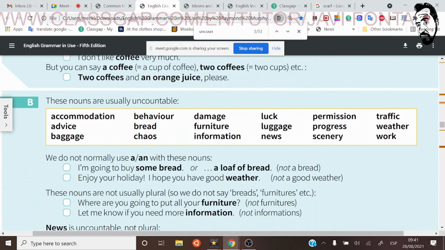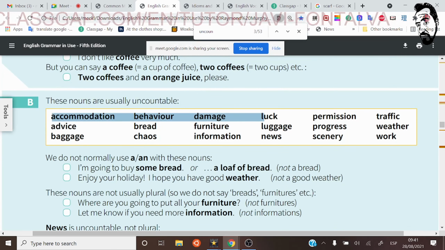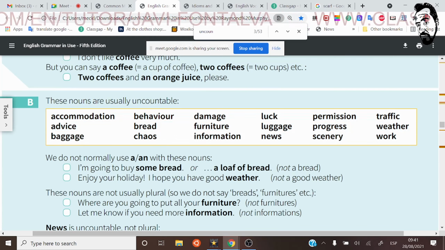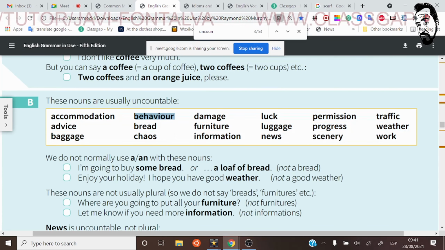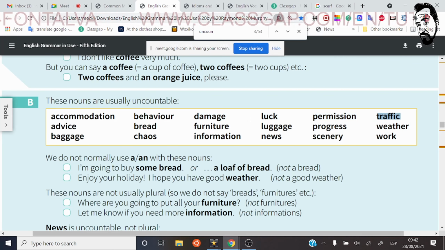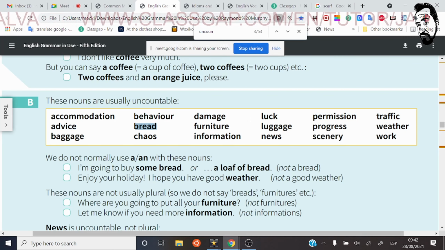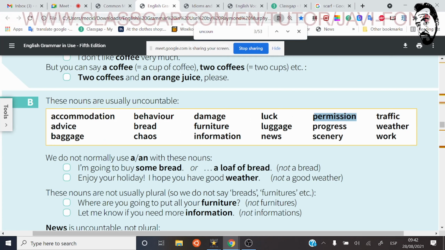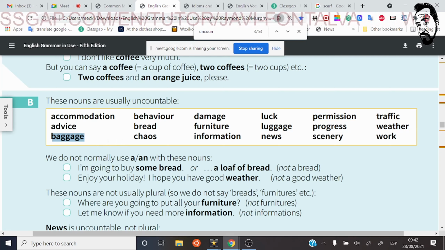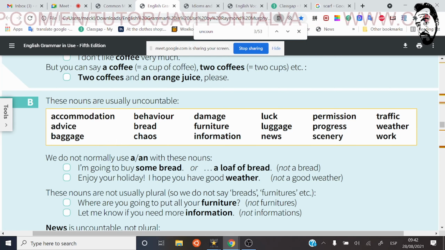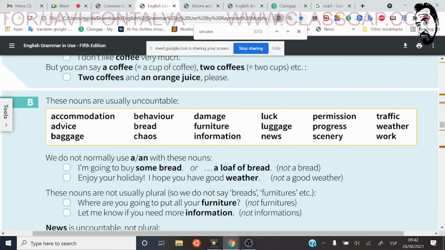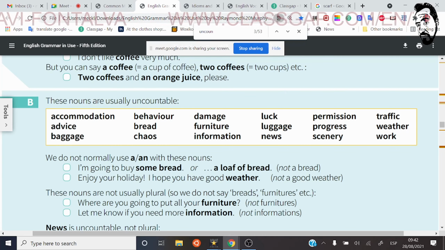Okay, so here we've got common and countable nouns. So accommodation, behavior, damage, lack, permission, traffic, advice, bread, furniture, luggage, progress, weather, baggage, chaos, information, news, scenery, and work. Okay? Do you understand everything here?